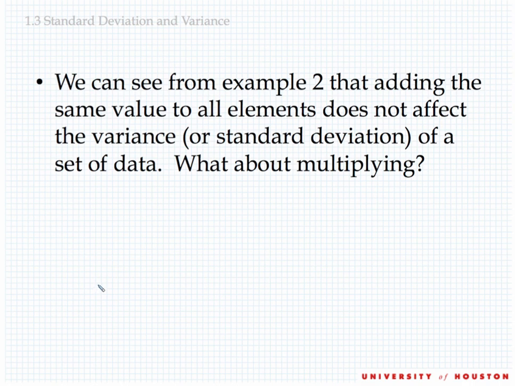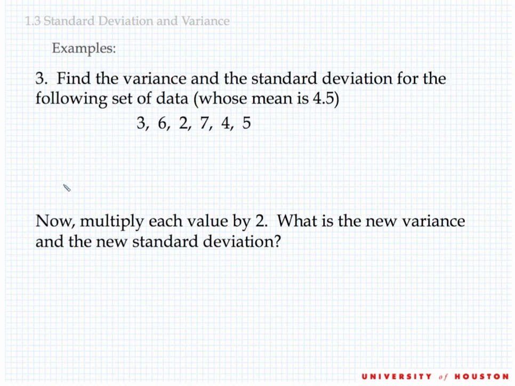But what about multiplying? Example 3. Let's look at a new data set, and we'll keep it small. We want to find the variance and standard deviation for this data. Then we're going to multiply everything by 2 and see what's happened to our new variance and new standard deviation. We could do this by hand. I've given you the mean is 4.5, or we can use the calculator or RStudio.